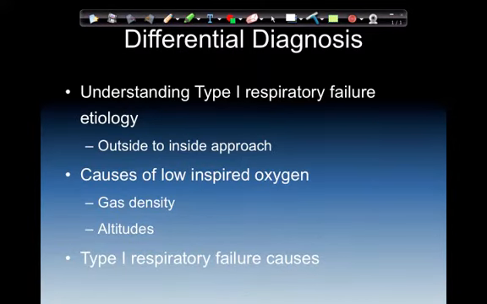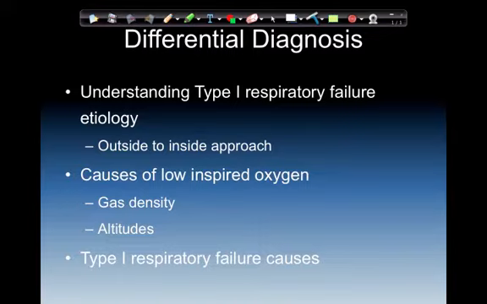Differential diagnosis. Understanding type 1 respiratory failure. So kind of take an outside to an inside approach. Please remember that it starts with oxygen in the atmosphere, moves into the passageways of the lungs, and continues to diffusion of oxygen at the alveolar capillary interface. This loads it onto the hemoglobin molecule and gets it to the tissues.